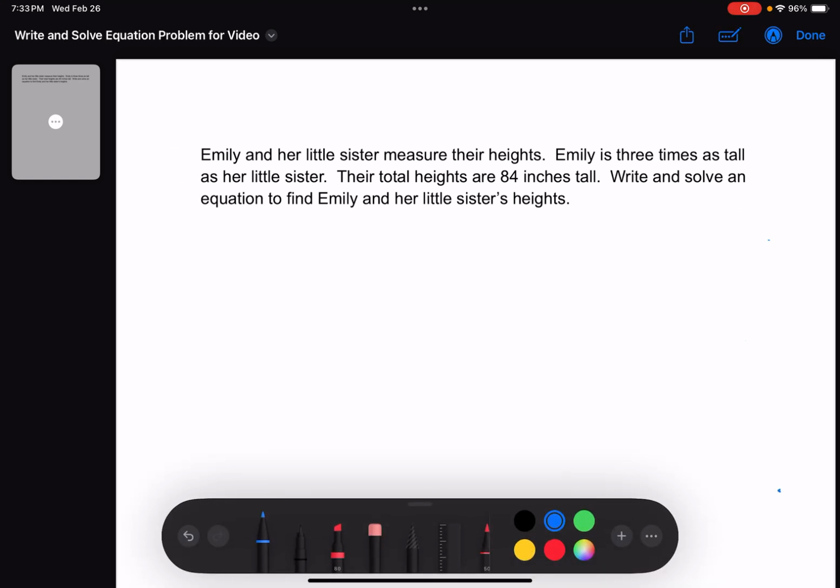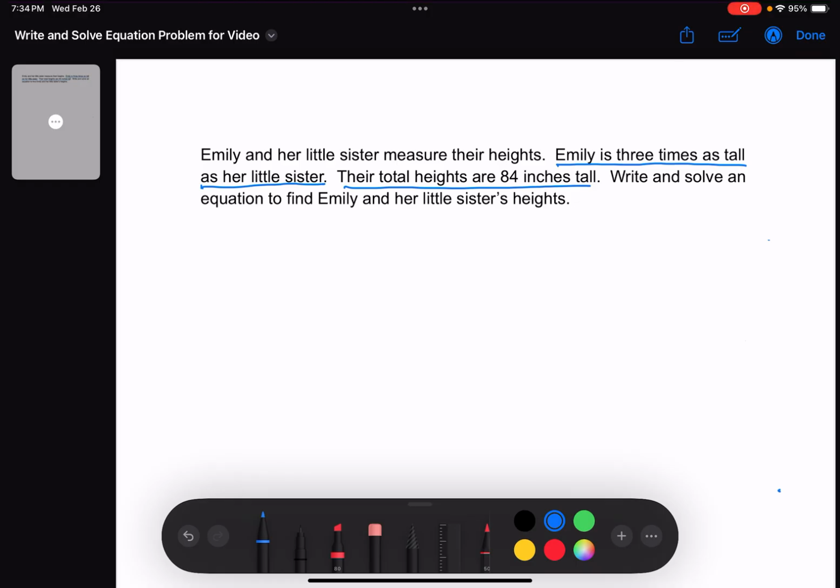When I read it for the second time, I'm going to look for any key information and underline it. Emily and her little sister measure their heights. Emily is 3 times as tall as her little sister. Their total heights are 84 inches tall. Write and solve an equation to find Emily and her little sister's heights. You can see those 2 middle sentences are the most important and are going to help us to incorporate the 4 components in our answer.